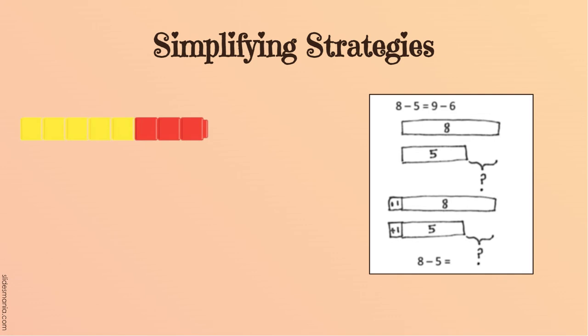Another simplifying strategy is called compensation. So compensation is that idea, again, focusing on the fact that subtraction, if you visualize the two numbers on a number line, it's the distance between the two numbers. And for compensation, if I add the same number to both numbers, I'm shifting that space down the number line, but the distance is staying the same.